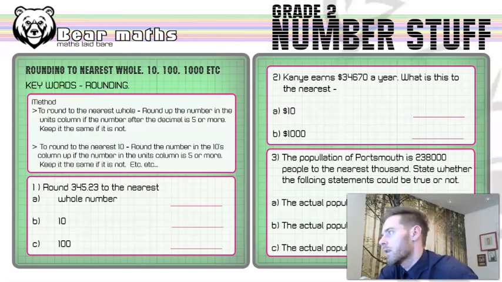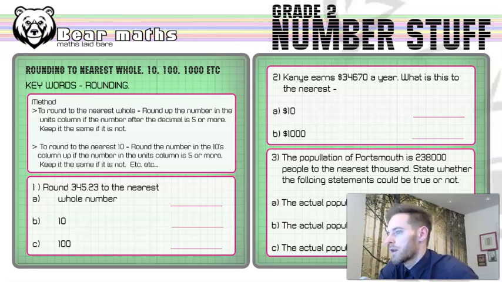Now, the method for rounding to the nearest whole number is you would round the number up in the units column if the number after the decimal is 5 or more. Keep it the same if it's not. Okay? Here, like exemplar methods again. So to round to the nearest 10, you would round the number in the tens column up if the number in the units column is 5 or more. Keep it the same if it is not, etc., etc.